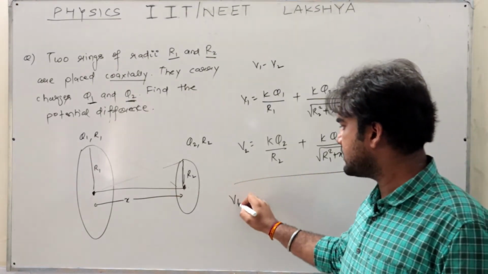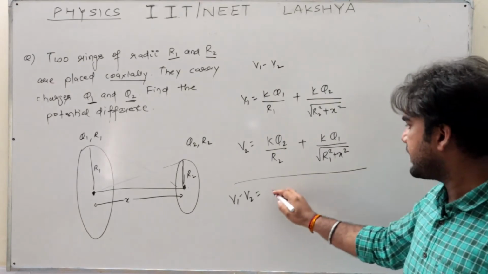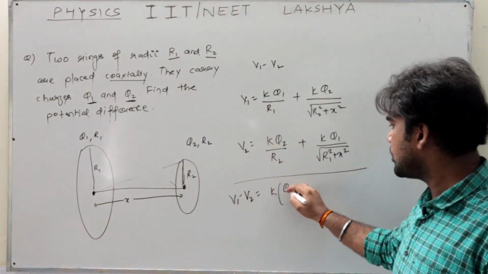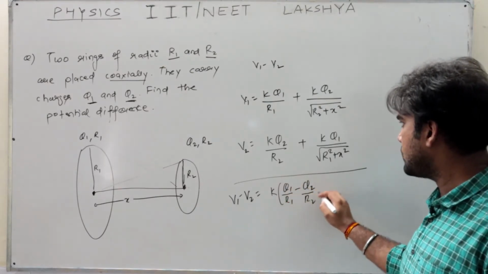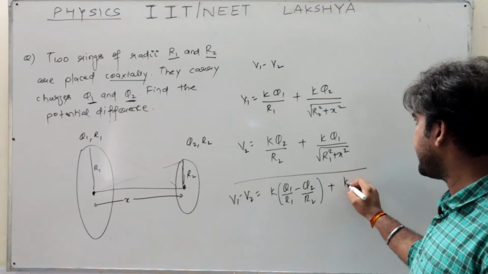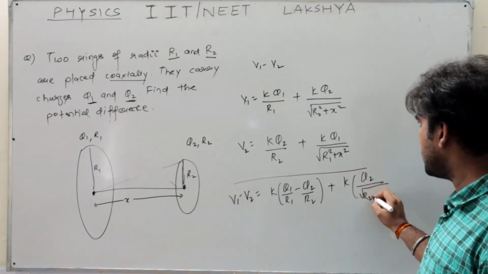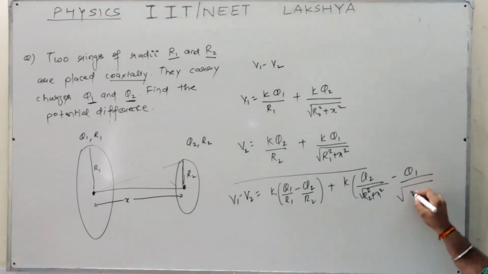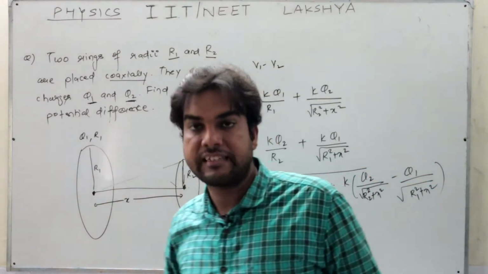Now we can subtract them. What we are going to get is the potential difference. So here we can take K common, bracket Q1 by R1 minus Q2 by R2, and here also we can take K common, bracket Q2 upon under root R2 square plus x square minus Q1 upon under root R1 square plus x square. You have to remember potential is a scalar quantity.